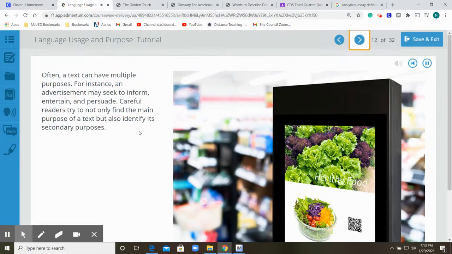Often a text can have multiple purposes. For instance, an advertisement may seek to inform, entertain, and persuade. Careful readers try to not only find the main purpose of a text, but also identify its secondary purposes.